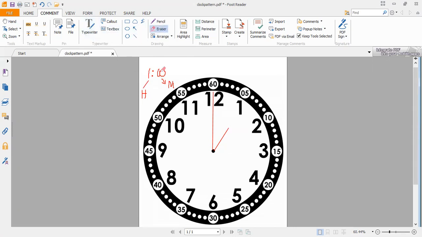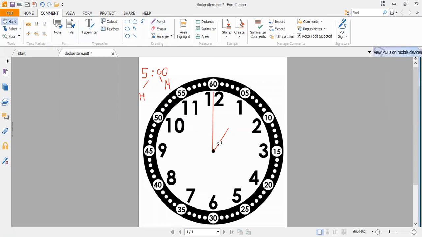For example, I want to write 5, 0, 0. Now we said the left number here refers to the hours and the right number here refers to the minutes. This is for the hour hand and this is for the minute hand.